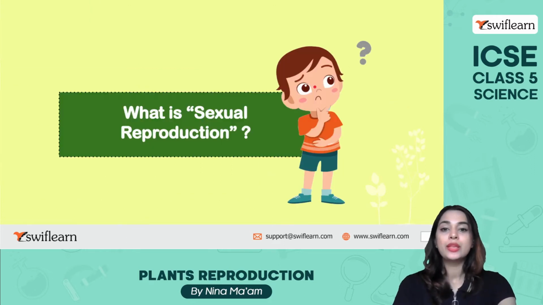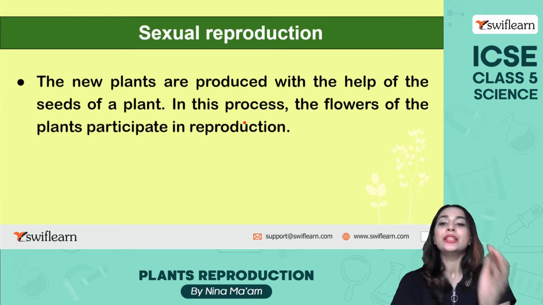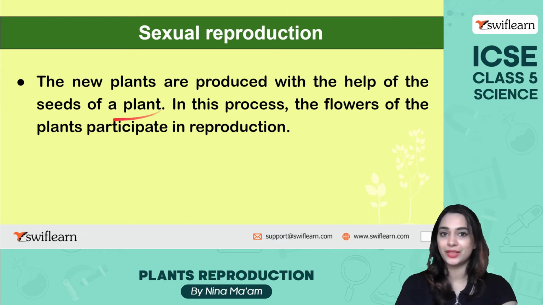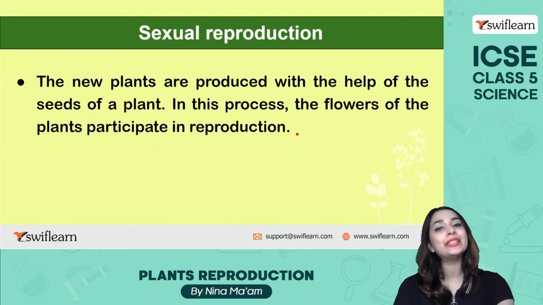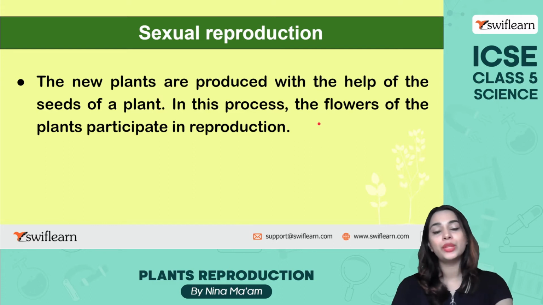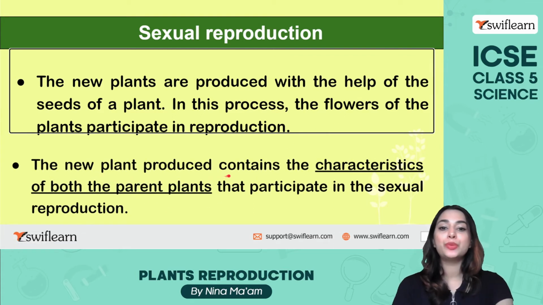And here we go. So, what is meant by sexual reproduction? Sexual reproduction means the new plants are produced with the help of the seeds of the plant. In this process, as I mentioned earlier, the beautiful flowers of the plant participate in the reproduction. Within the flower, you have the ovary, and the ovary will become the fruit, and the ovule will develop into the seed. The new plant produced contains the characteristics of both the parental plants because it's a sexual reproduction.